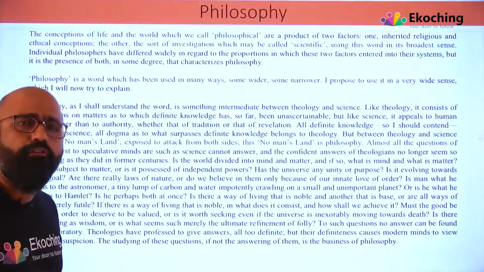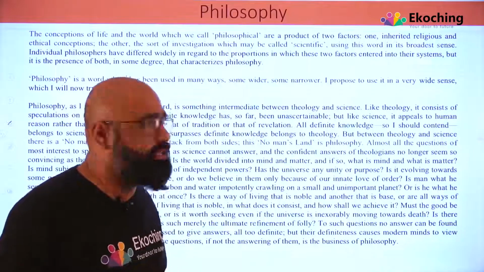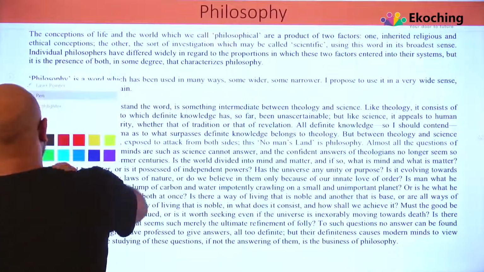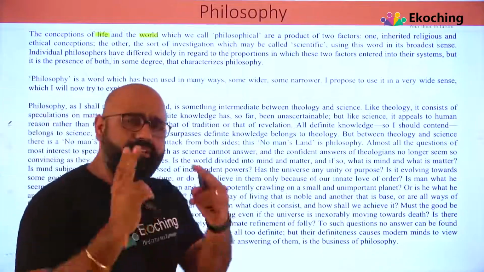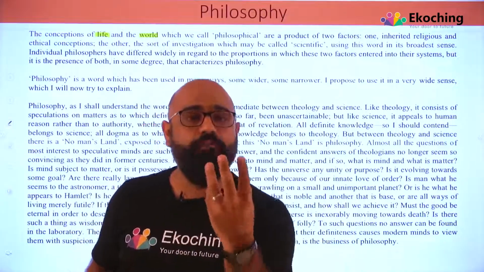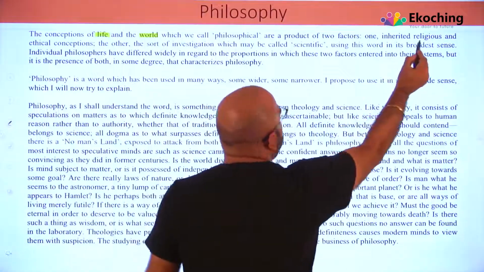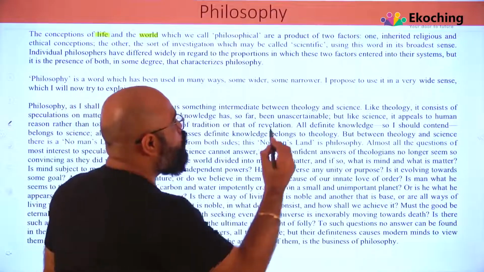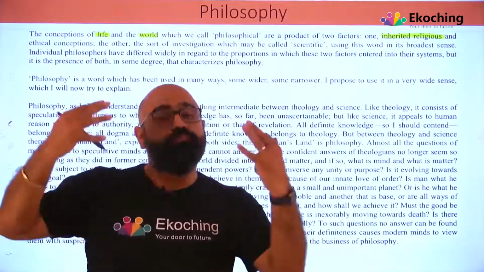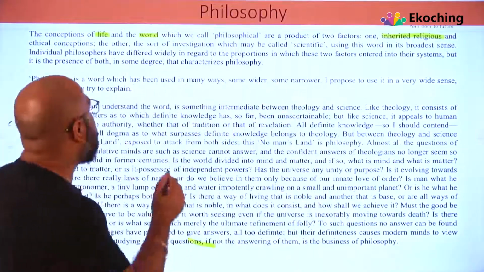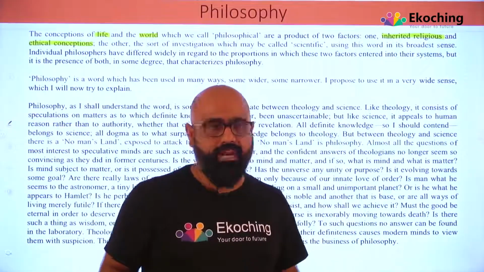The conception of life and the world, which we call philosophical, are a product of 2 factors. So they are talking about 2 things here: the conception of life and the world. So what we think about life and the world is related to these 2 factors. 1, inherited religious and ethical conception. So inherited means what we have been inheriting, taking from older people, which is based on religious and ethical conception, what is right and what is wrong, right?